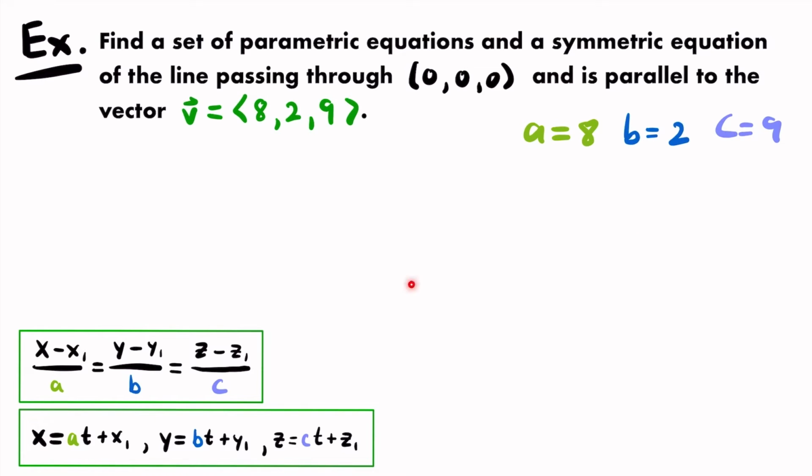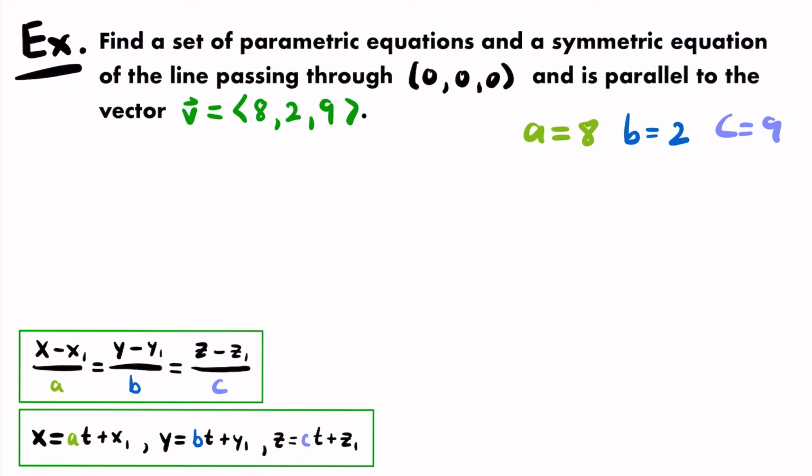All right, and then what about x1, y1, and z1? Well, those are the coordinates of the point on the line that we've been given, this specific point right here. So in this case, x1, y1, and z1 are the x, y, and z coordinates of this point, which are all 0. So x1, y1, and z1 are all 0. Okay, and so that's why you need both a point and a vector to represent a line in 3D. Both of these equations, the symmetric equation and the parametric equations, require values that come from a point on the line as well as a vector parallel to it.